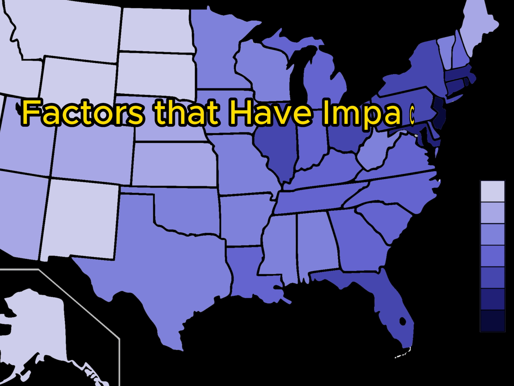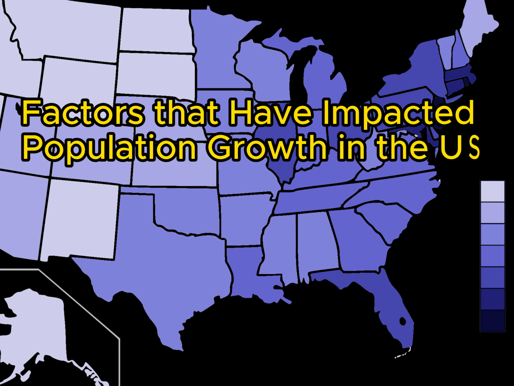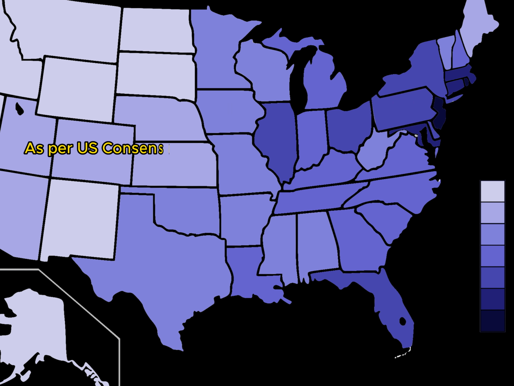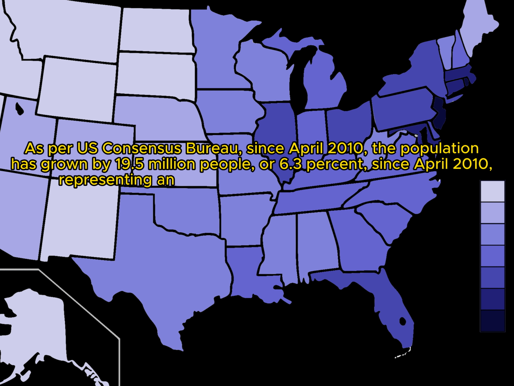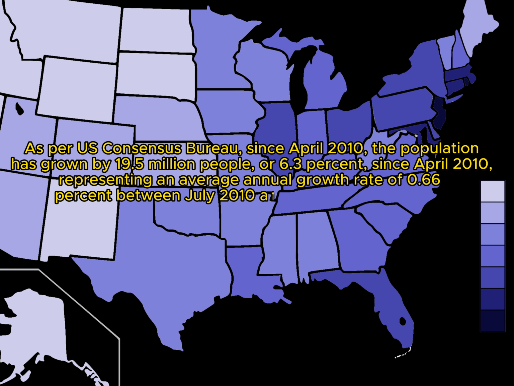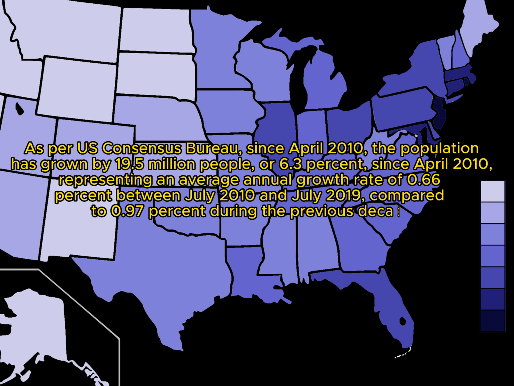Factors that have impacted population growth in the U.S. As per U.S. Census Bureau, since April 2010, the population has grown by 19.5 million people, or 6.3%, representing an average annual growth rate of 0.66% between July 2010 and July 2019, compared to 0.97% during the previous decade.